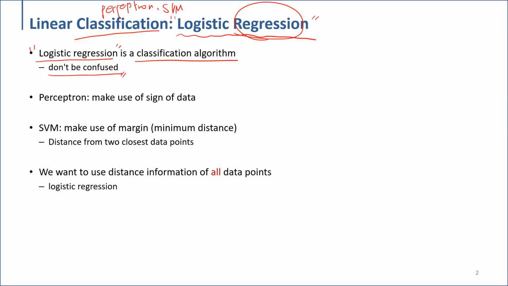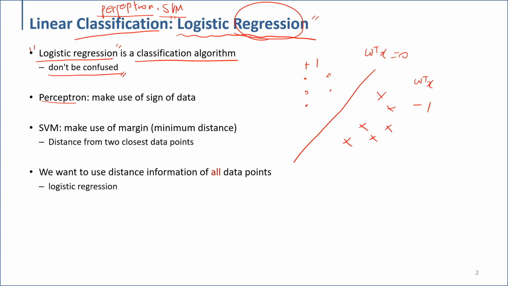So when we think of the two algorithms that we have discussed last time, perceptron is kind of making use of the sign of data. So if we have some data like this, we need to calculate the sign of omega^T x. By calculating the decision boundary, which is exactly where omega^T x is equal to 0, we can calculate the sign of omega^T times x, and based on that we can divide two classes.